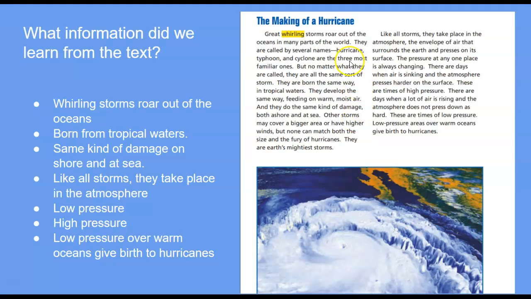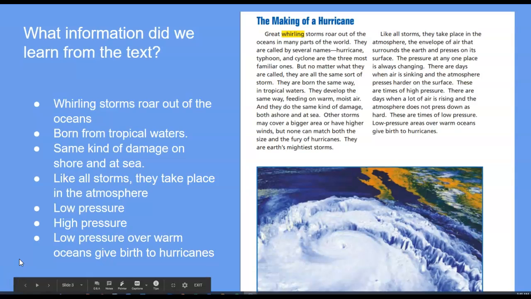Like all storms, they take place in the atmosphere, the envelope of air that surrounds the Earth and presses on its surface. The pressure at any one place is always changing. There are days when the air is sinking and the atmosphere presses harder on the surface. There are times of high pressure. There are days when a lot of air is rising and the atmosphere does not press down as hard. There are times of low pressure. Low pressure areas over warm oceans give birth to hurricanes.